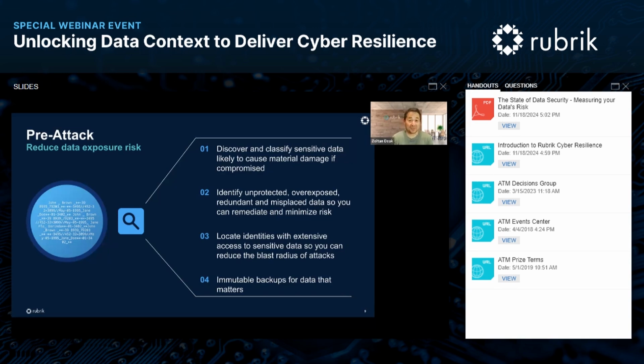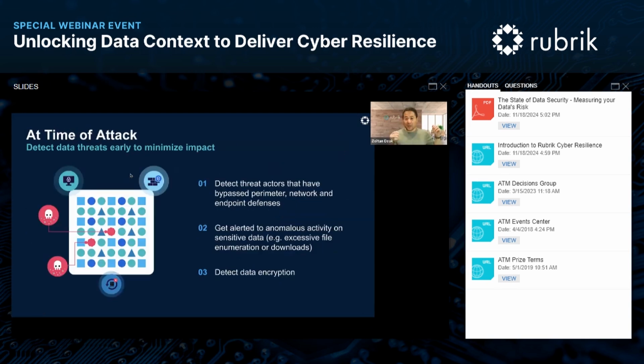We're scanning backup snapshots, which also means we're able to track all of your sensitive data and access to that sensitive data over time, right? So all of this super powerful signal you can turn into actionable intelligence. All right. So let's move on to what about during an attack?